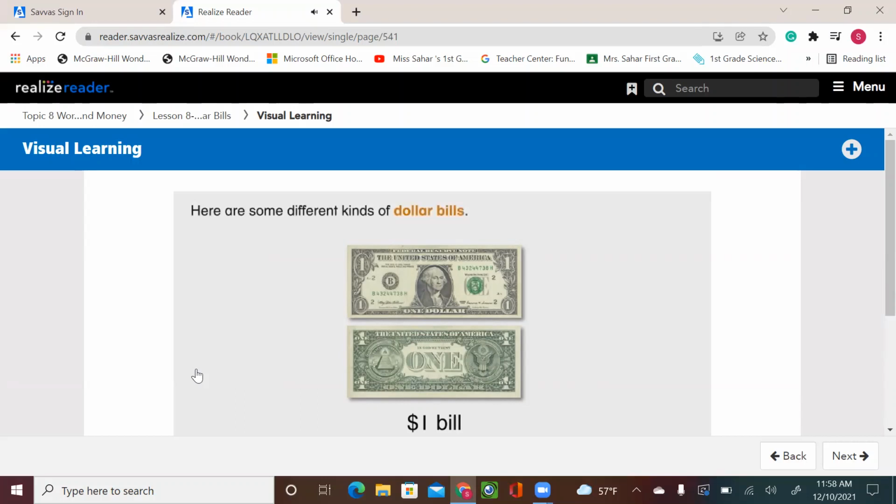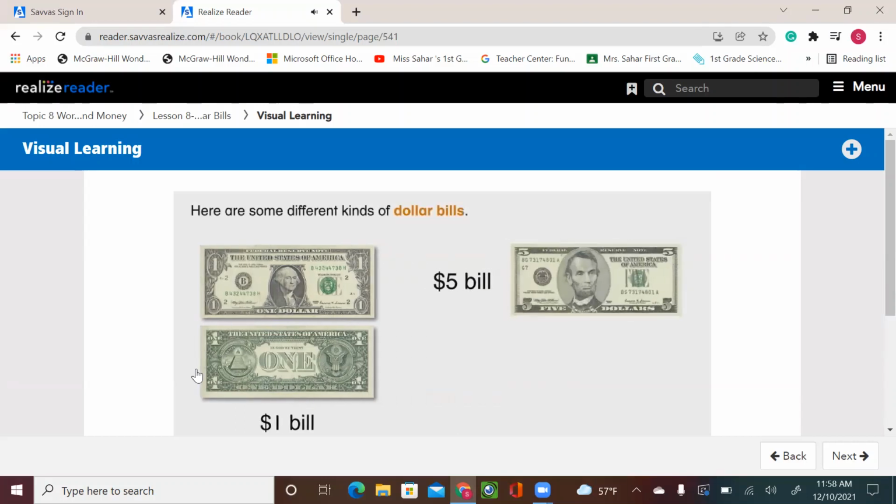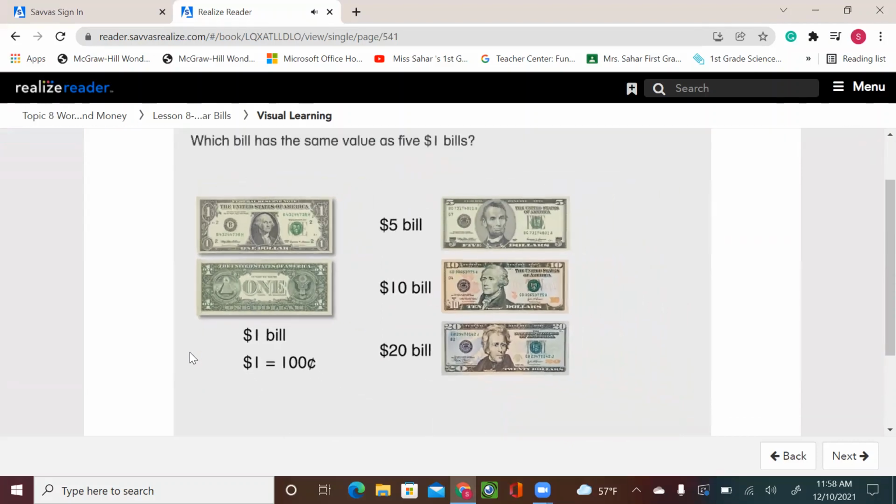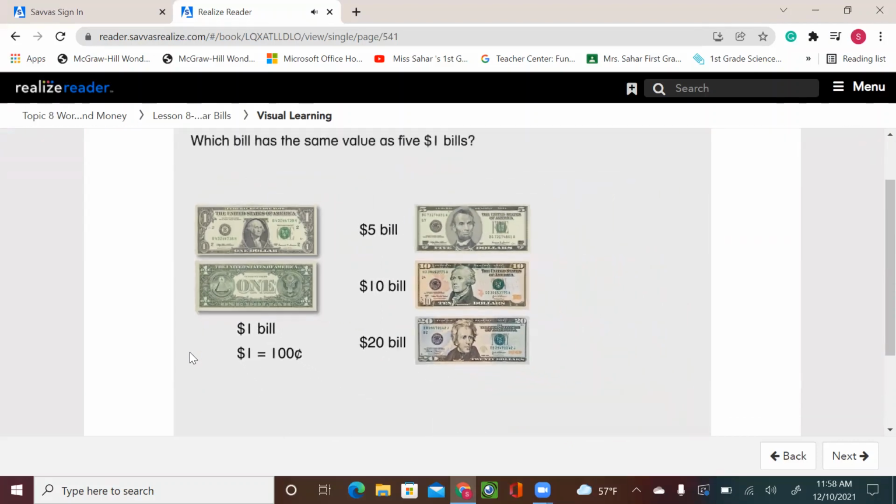Here are some different kinds of dollar bills. Which bill has the same value as 5 $1 bills? Select your answer.